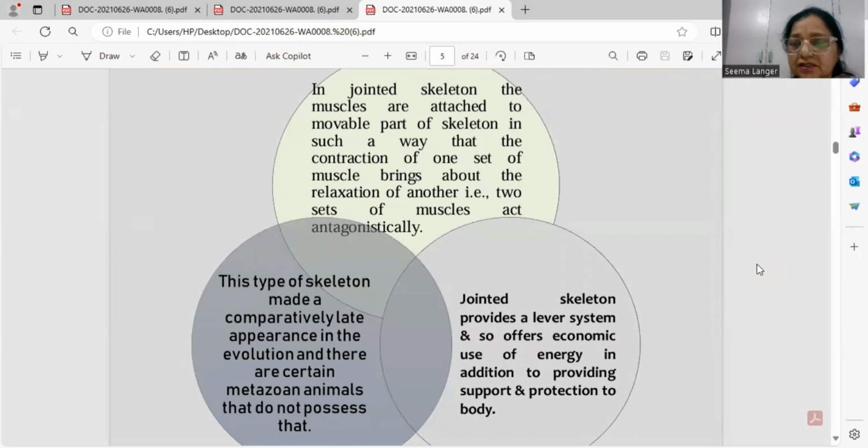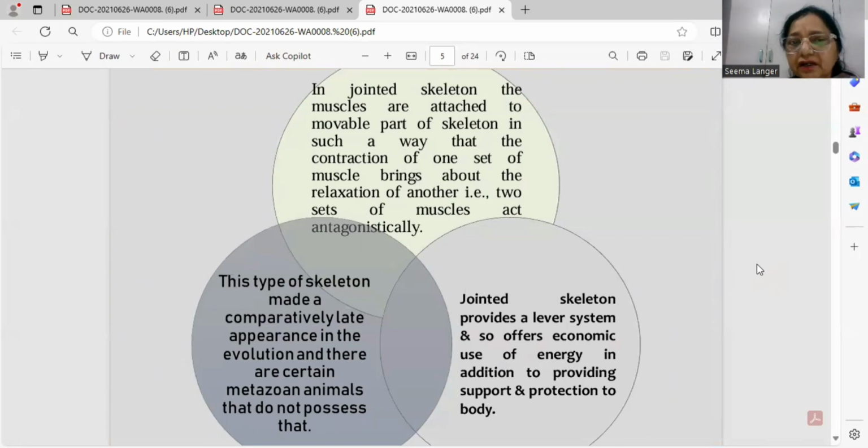So in all such cases where a rigid skeleton is lacking, the fluid-filled cavity, or the fluid present in the body, provides support to the muscles to enable them to work in antagonism, so that effective movement can be brought about. So this is what we understand by hydrostatic skeleton.